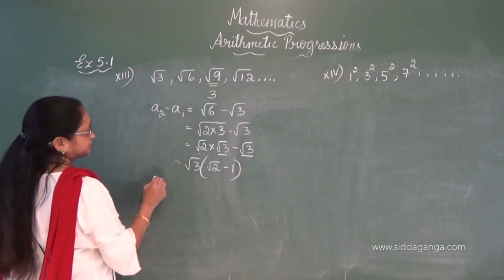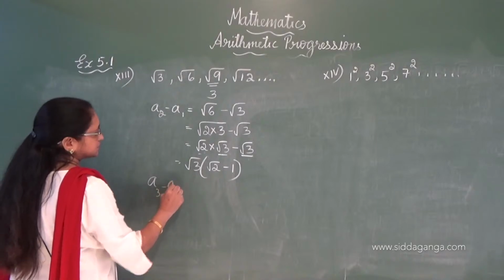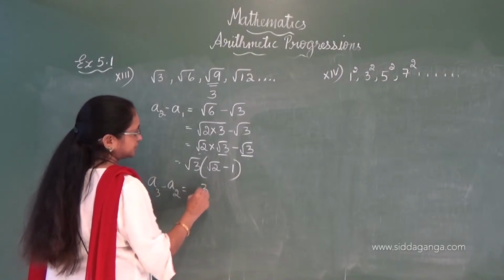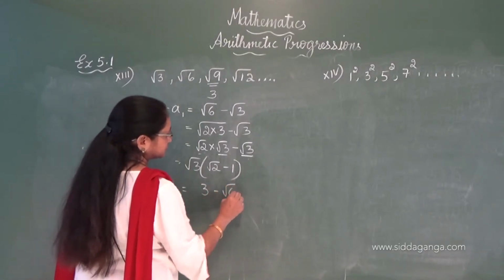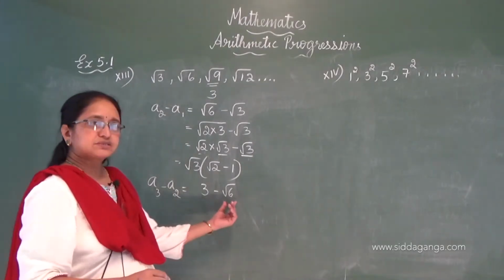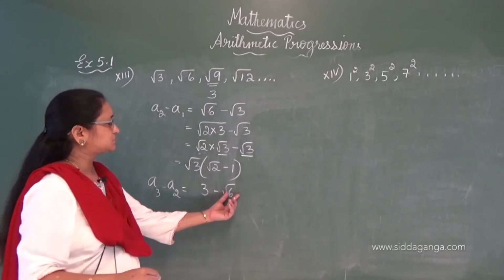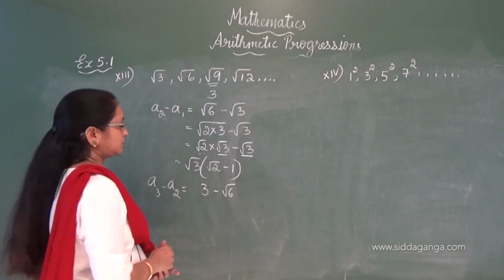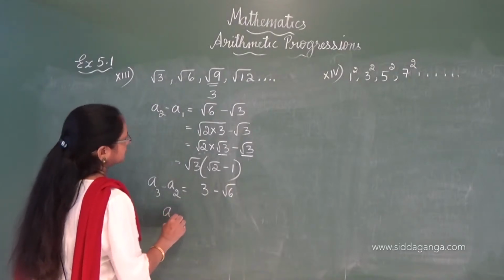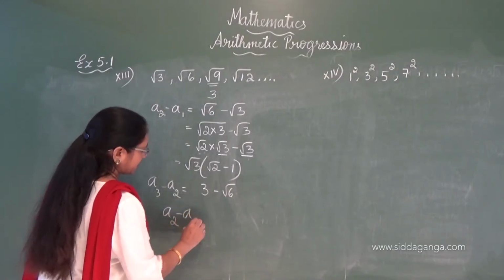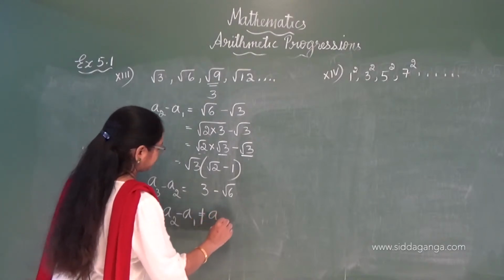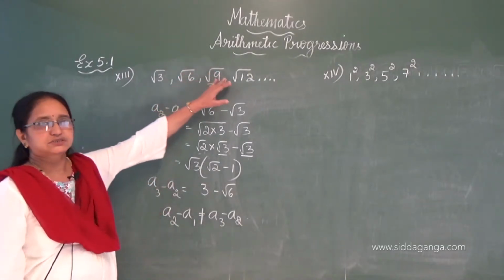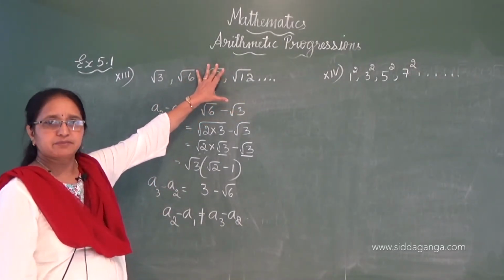Now we will find a3 minus a2. Now root 9 means you all know it is 3. So, 3 minus root 6. Here, since this is the whole term 3 and root 6, we can't simplify it. So we can come to the conclusion that a2 minus a1 is not equal to a3 minus a2. Therefore, the above given list of numbers are not in AP.